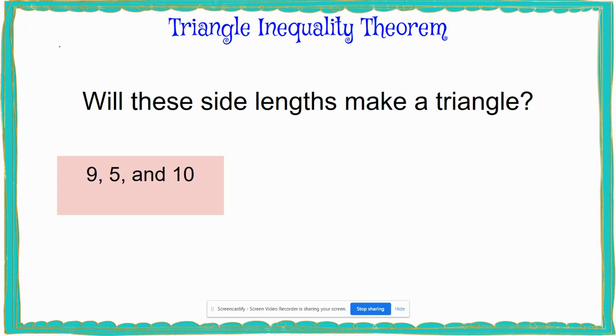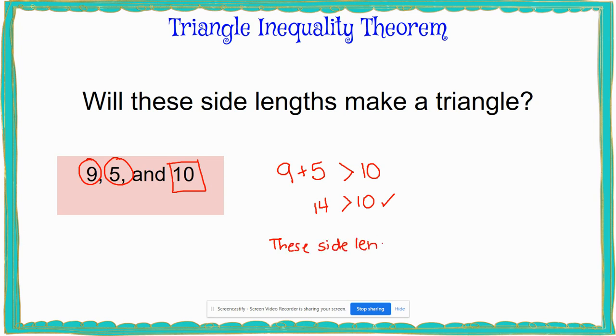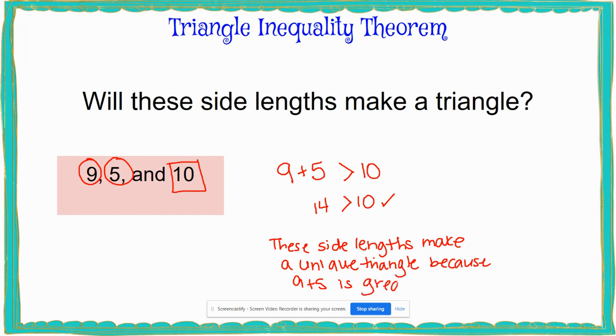Right, and for this example, let's find our 2 shortest side lengths. So our shortest side lengths are 9 and 5. Our greatest side length is 10. So when I add my 2 shortest together, they should be greater than my third. So 9 plus 5 is 14, and is 14 greater than 10? Well, yes. So as a result, I would say these side lengths make a unique triangle. And I know that because 9 plus 5 is greater than 10.